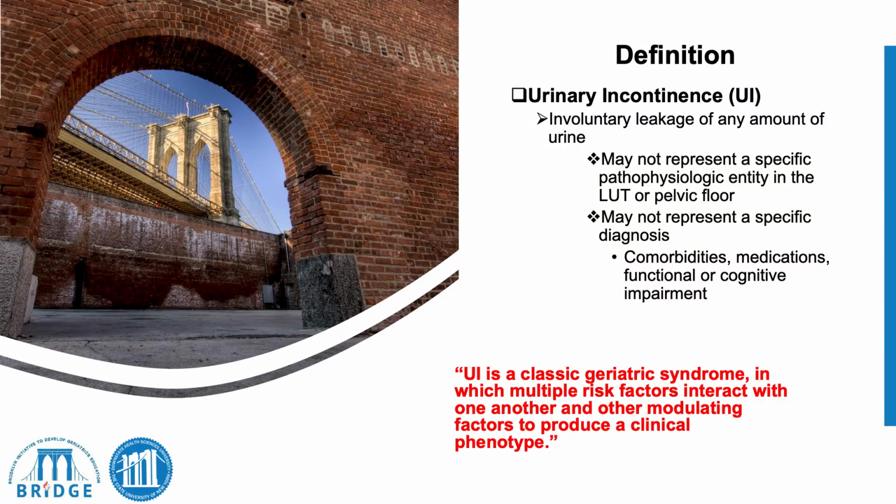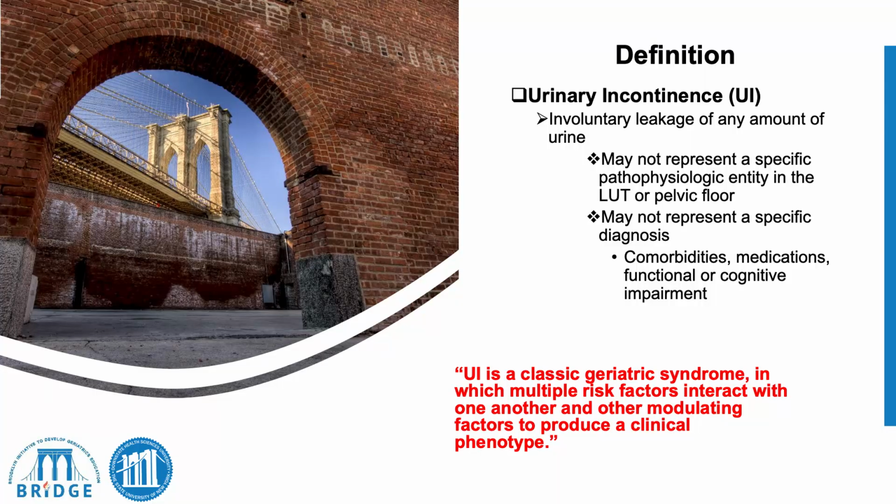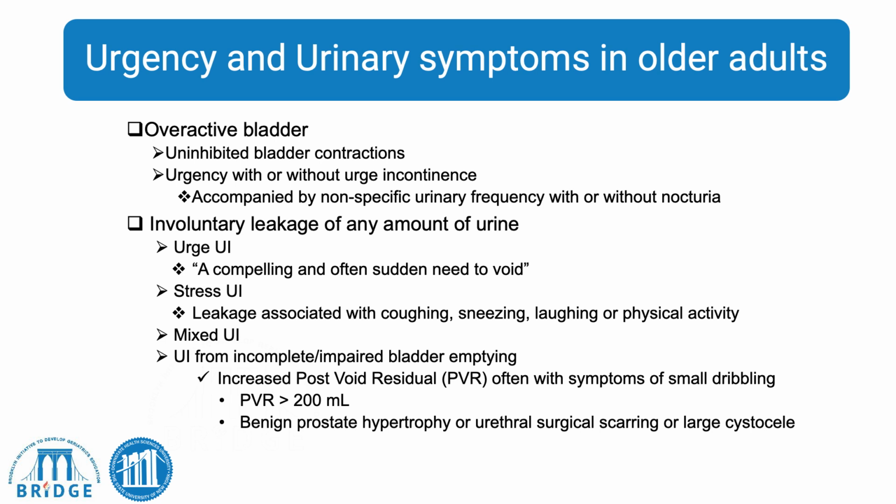That's not the case in an older adult. In an older adult, urinary incontinence is associated with multiple underlying problems, either occurring individually or in combination. So, for example, urinary incontinence in the older adult is linked to multiple comorbidities, or it may be linked to medications, or it may be associated with functional and/or cognitive impairment. So urinary incontinence is a classic geriatric syndrome in which multiple risk factors interact with one another, and they also interact with other modulating factors to produce a clinical phenotype.